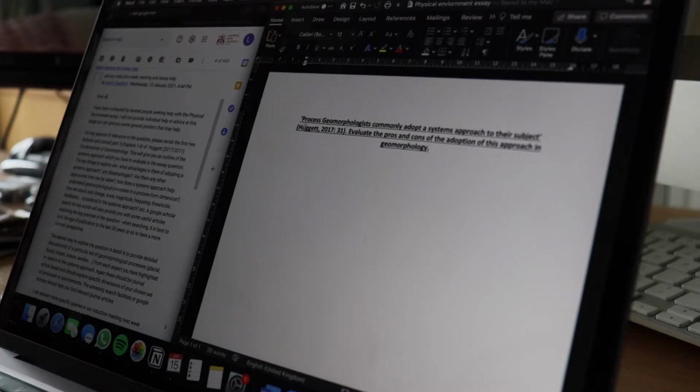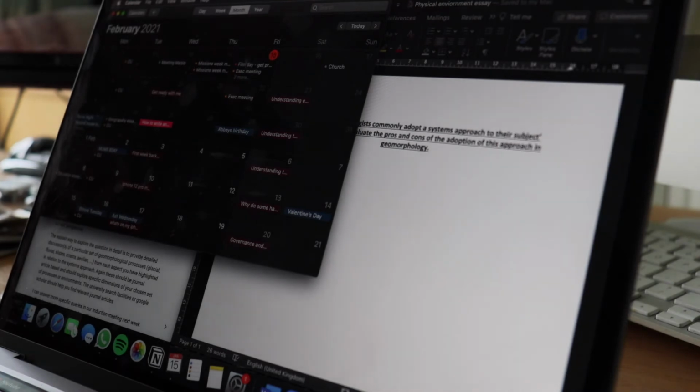So this is my question. This is for the geography side of my course. So the question is, process geomorphologists commonly adopt a systems approach to their subject. Evaluate the pros and cons of the adoption of this approach in geomorphology. So we got an essay brief yesterday from my geography lead, essentially breaking down the question for us. So this is due a week on Tuesday. It is currently the 15th of January and it's due on the 26th.